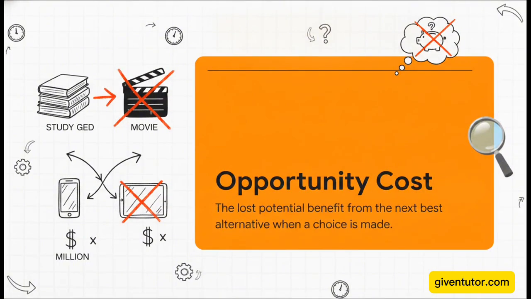Which brings us to a crucial point. In economics, there is no such thing as a free lunch. Seriously, every single choice you make costs you the opportunity to do something else. If you spend your evening studying for your GED, the opportunity cost is the movie you decided not to watch. If a company drops $1 million manufacturing smartphones, well, that's $1 million they can't spend making tablets. It's the lost potential benefit from whatever your next best alternative was.